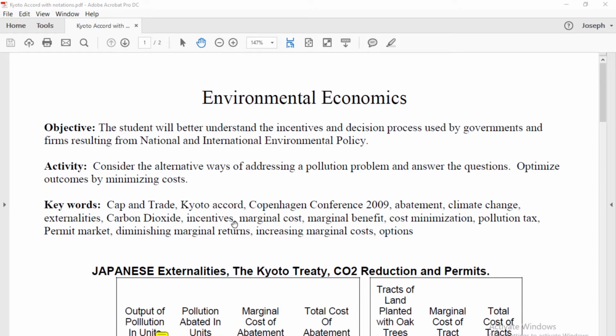Carbon dioxide we've discussed. Incentives we always are interested in. Marginal cost, marginal benefit, key part of this. We'll come back to that. Cost minimization is a key idea of efficiency. Pollution tax is what the Kyoto Accord is all about. A permit market allows people to buy and sell permits for making carbon dioxide.